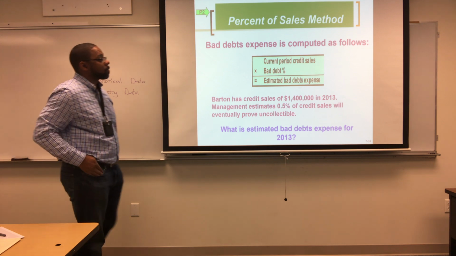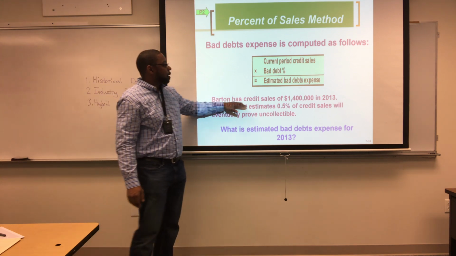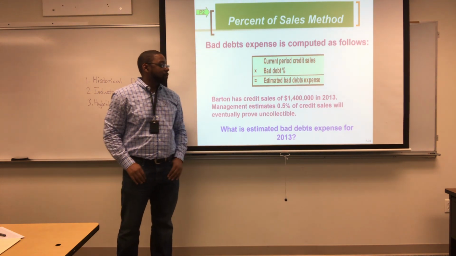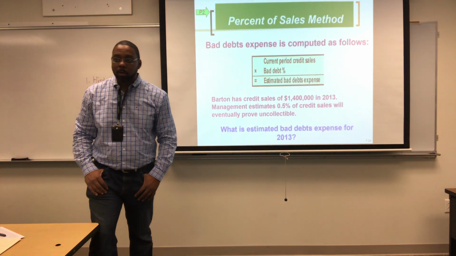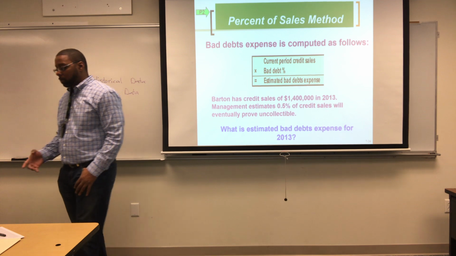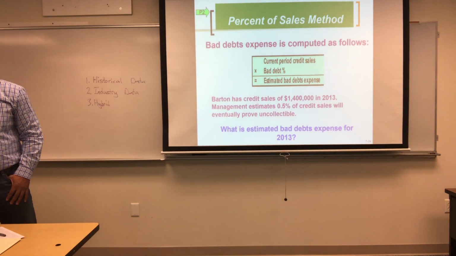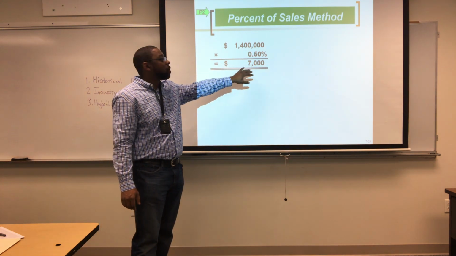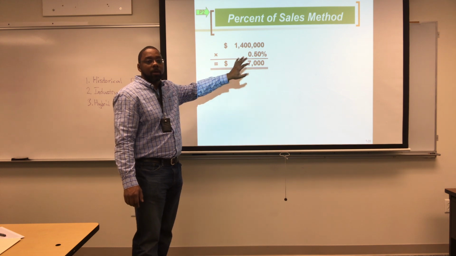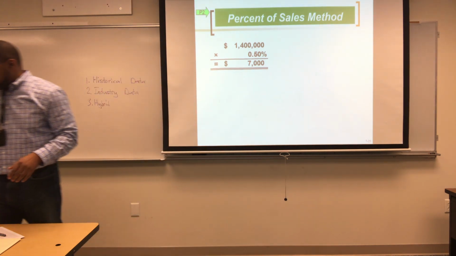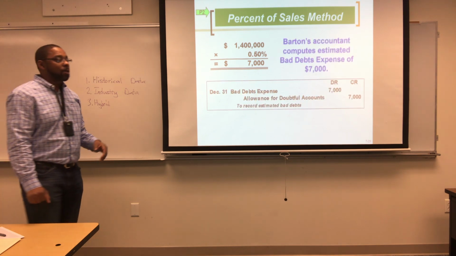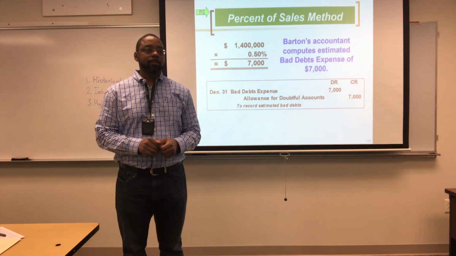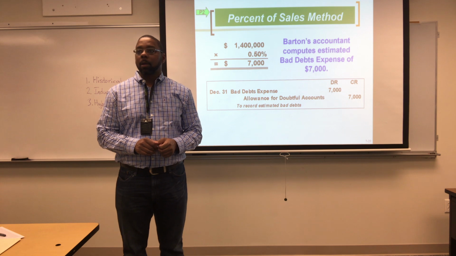Okay? So percent of sales, let's say Barton has credit sales of 1.4 million, right? Management estimates 0.5% of those credit sales will eventually prove uncollectible. What you will do, you will take the sales times the percent that's uncollectible. So you take the 1.4 million times 0.5%, you get $7,000. Then you will debit bad debt expense, credit allowance for doubtful accounts for that $7,000. That's it. Everyone with me?